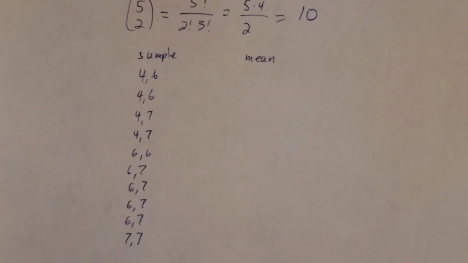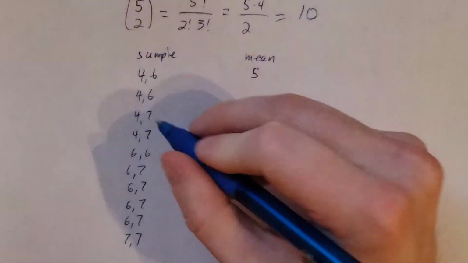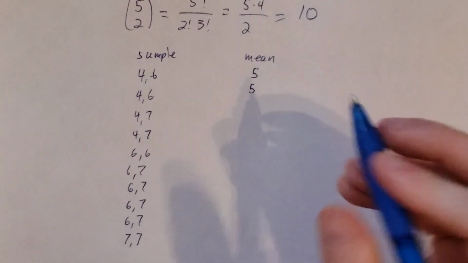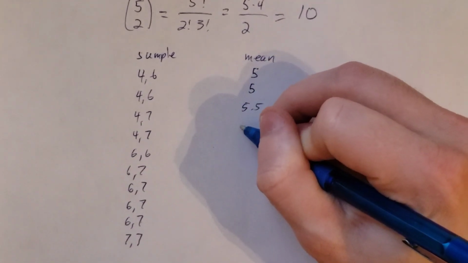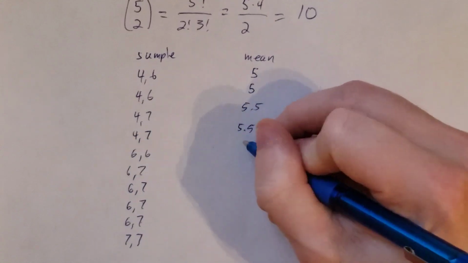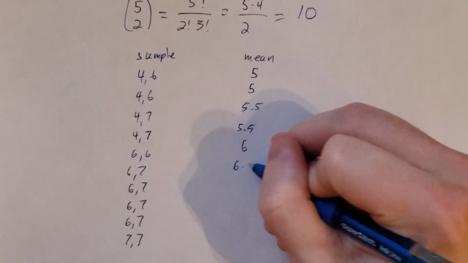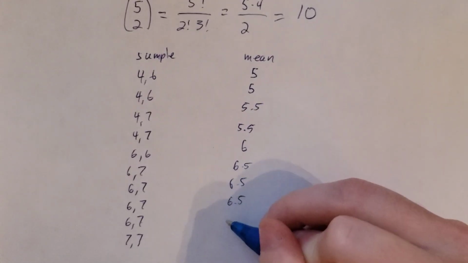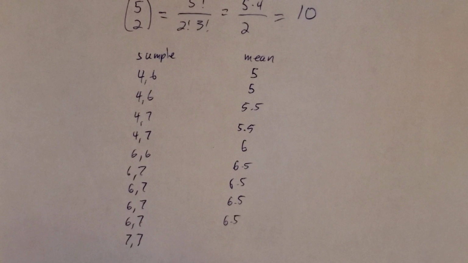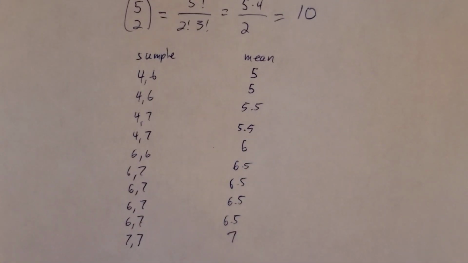Well, what are the means of each of these samples? We have a 5 here. The mean of 4 and 6 is 5. The average of 4 and 7 is 5.5. 4 and 7 is 5.5. 6 and 6 is 6. 6 and 7 is 6.5. We've got that happening several times. And then we have a mean of 7 there at the end.